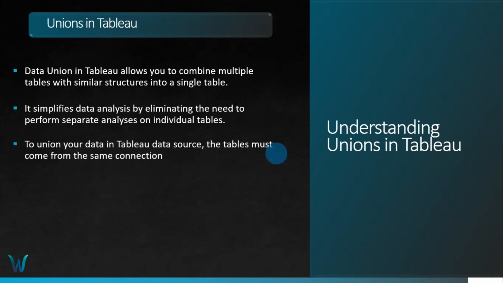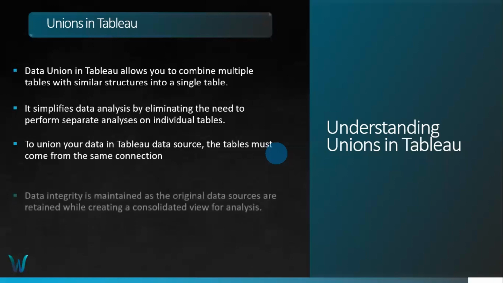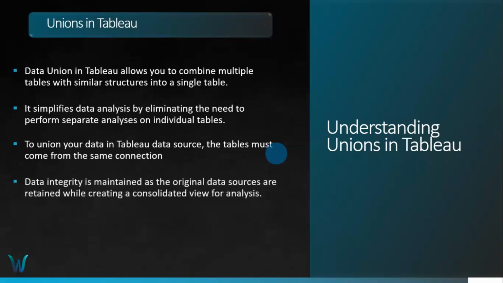Now, to union your tables in Tableau, your tables must come from the same connection. This means that you cannot union tables from different databases; they must come from the same connection or the same source. And unions help you maintain data integrity as your original data source is retained, but you also create a consolidated or union table for analysis. And a union table can also be used in a join. So you can create a union table and use that to join a different table.